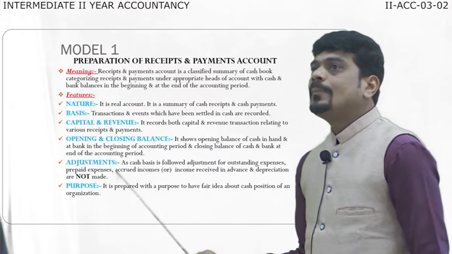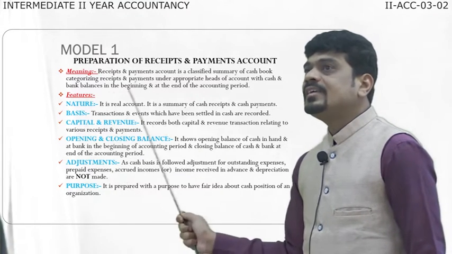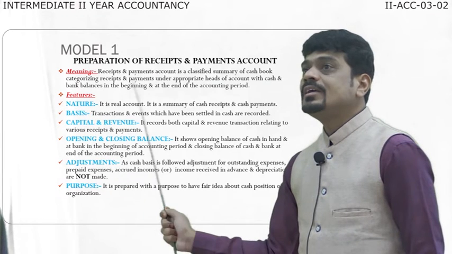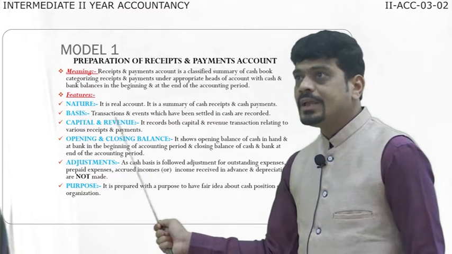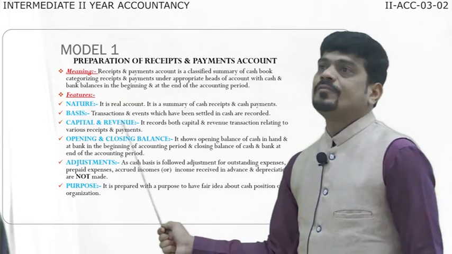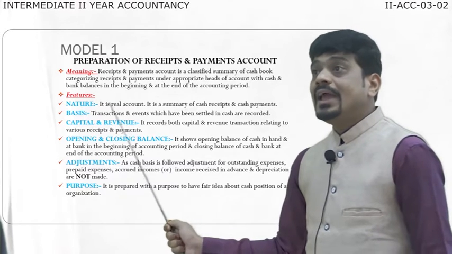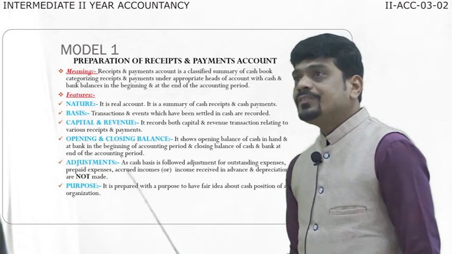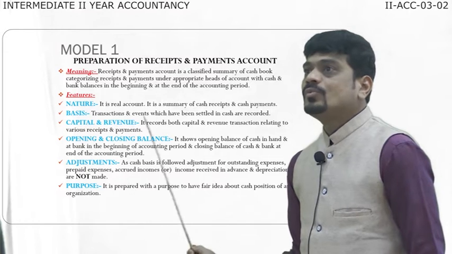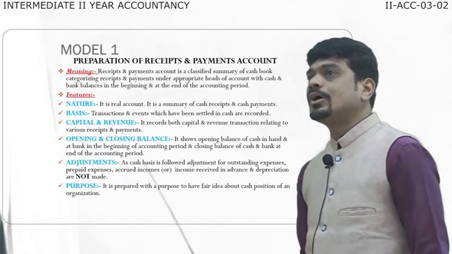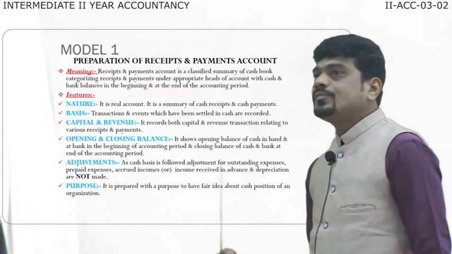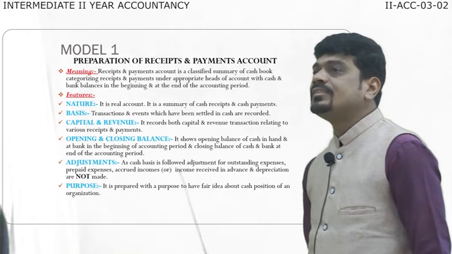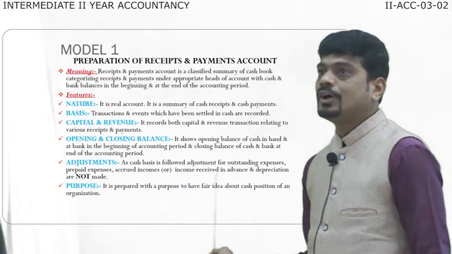And then about adjustments. As I told you, we follow which basis? Cash basis of accounting. In cash basis of accounting, there won't be any adjustment. We cannot give any treatment for the adjustments. What are the general adjustments we come across? Like your outstanding expense, accrued income, income received in advance, depreciations and all.